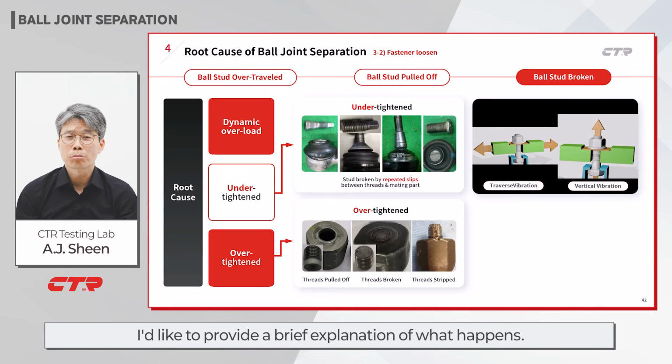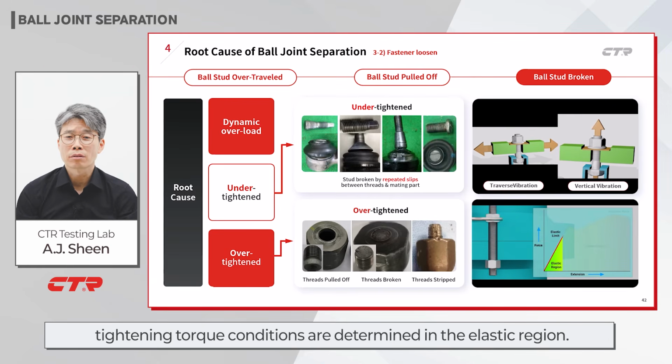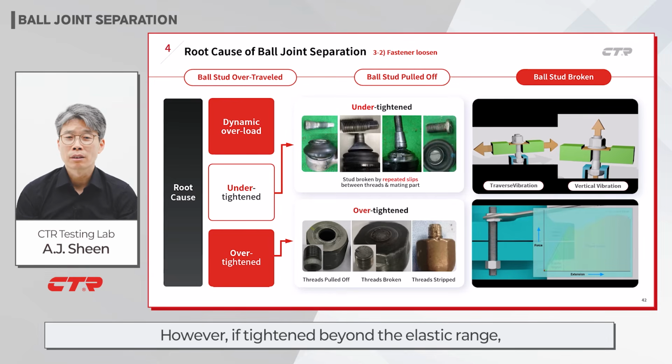On the other hand, if a screw is tightened too strongly beyond its yield stress, it may also break. I'd like to provide a brief explanation of what happens. In general, tightening torque conditions are determined in the elastic region. However, if tightened beyond the elastic range, the screw may become permanently deformed or broken if extra load is applied on the car in motion. That's why screws must be properly tightened according to instructions provided by the automakers.